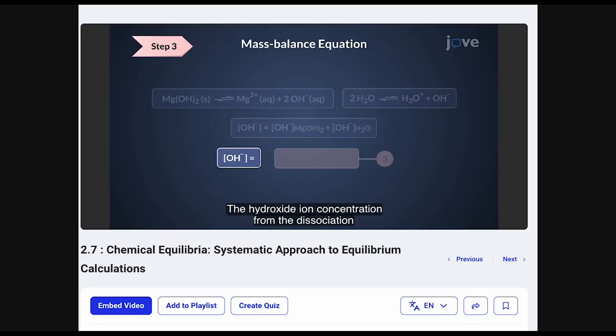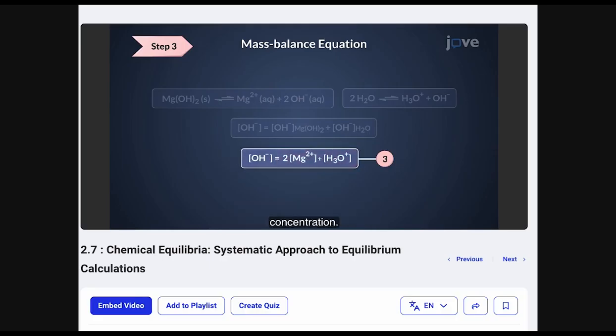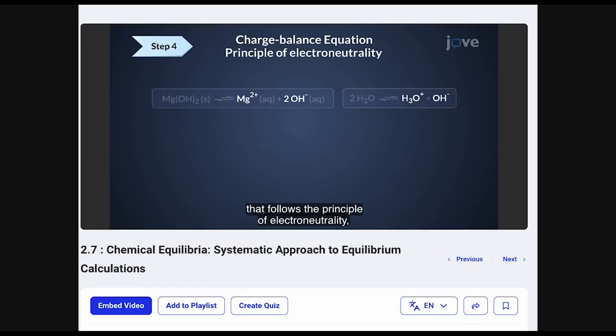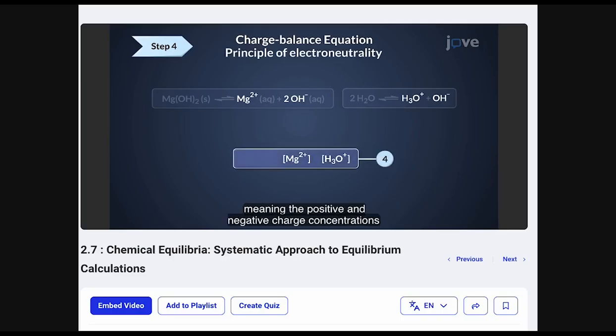The hydroxide ion concentration from the dissociation of magnesium hydroxide is twice the magnesium ion concentration, and the hydroxide ion concentration from the dissociation of water is equal to the hydronium ion concentration. Then, make an expression for the charge balance of ionic species that follows the principle of electroneutrality, meaning the positive and negative charge concentrations in the solution must be equal.